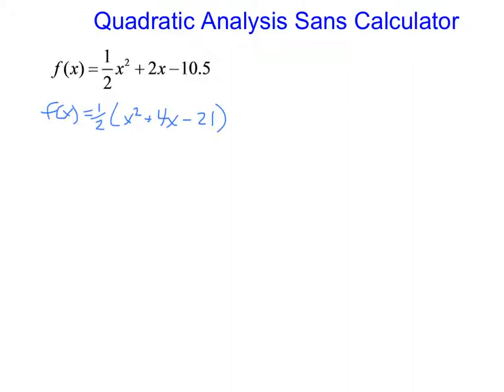And this actually worked pretty well for me because you can now see that we got this plus 4x minus 21. And is there a combination of things that multiply together to get negative 21 and add to get 4? And yes, there are. It's going to be plus 7 and minus 3. I still have that 1/2 in front of everything. So this actually gives me information about the x-intercepts.